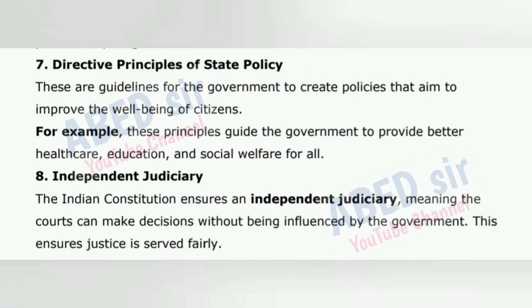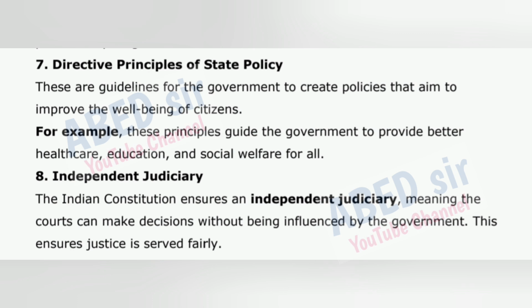7. Directive Principles of State Policy. These are guidelines for the government to create policies that aim to improve the well-being of citizens. For example, these principles guide the government to provide better healthcare, education, and social welfare for all.